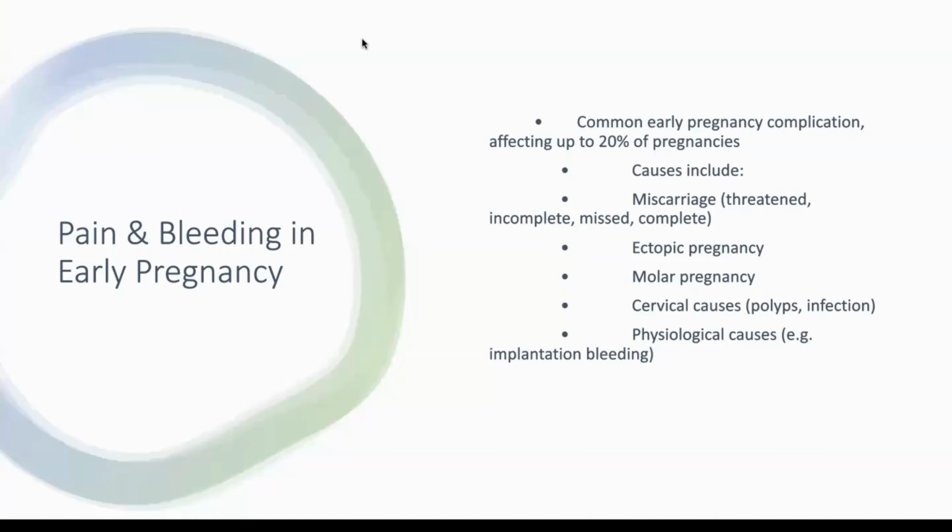So, pain and bleeding in early pregnancy is very common, an early pregnancy complication affecting up to 20% of pregnancies. We divide the causes into four main categories: normal physiological causes like implantation bleeding and pain; miscarriage, ectopic and molar pregnancy; and also a slight chance of cervical causes like polyps or infection. But our main issue is going to be miscarriage, ectopic, and molar pregnancy, and that's what we'll be talking about next.